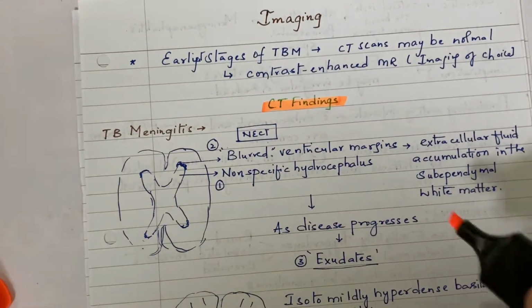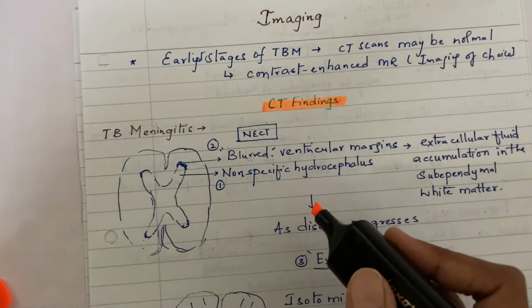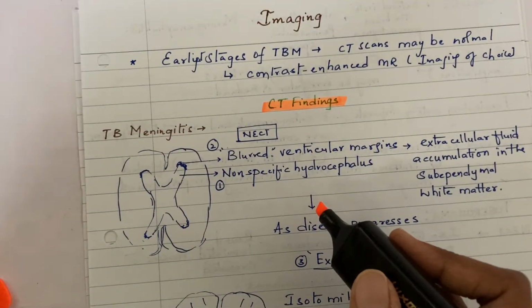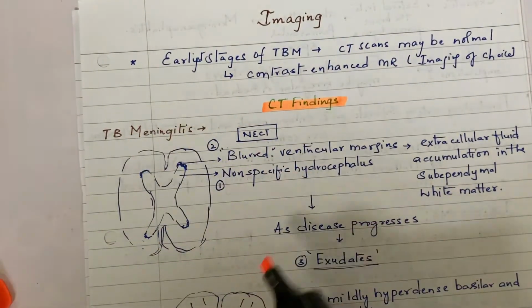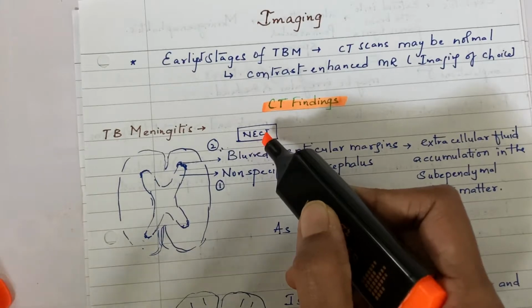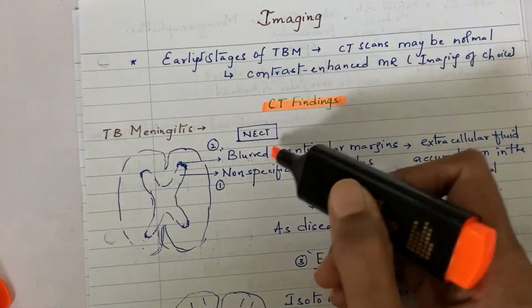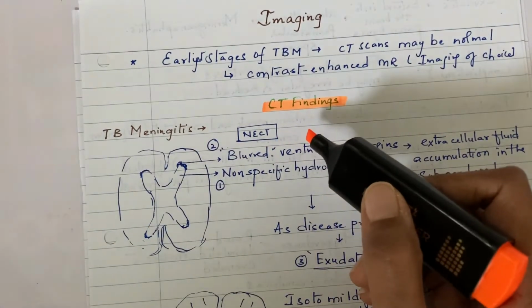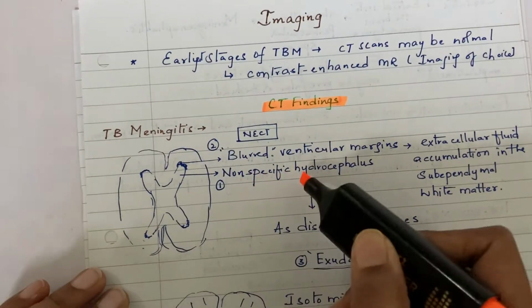Coming to CT findings of TB meningitis. They have asked for 2 manifestations, but I'll be discussing all 3 manifestations. The first is TB meningitis. If you get a cut section, first we have a plain CT. What are the findings? And on contrast CT, what are the findings? On plain CT, when you scroll along the CT images, there will be non-specific hydrocephalus.